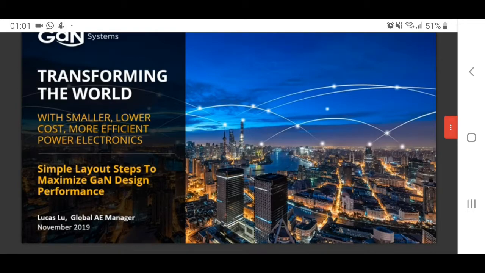Thanks, Paul, and thank you all for joining this webinar. As Paul mentioned, my name is Lucas Liu. I'm the Global Applications Engineering Manager with GaN Systems. Today, we will be discussing the simple layout steps to maximize GaN design performance.